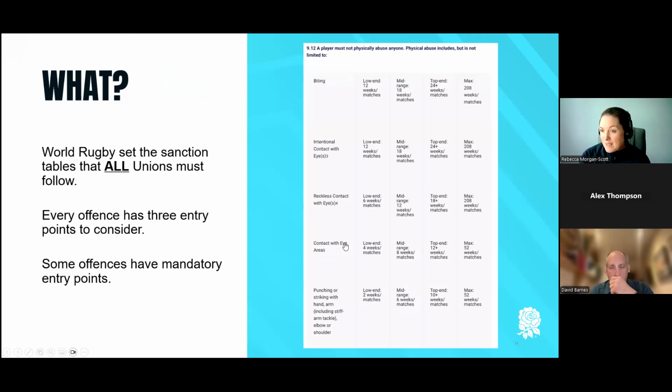Thankfully, we don't see many of these too often, the biting and the contact with the eyes, but each offence will have a corresponding entry point for low end, mid-range, and then top end. The final column on the right-hand side is the maximum. That is not actually the maximum. You can go above that in certain cases, and again, we'll explain that in a bit more detail. But generally speaking, for most on-field cases, we're looking at the low end, mid-range, and top end entry points as a starting point before we then consider other factors. We'll go through that in more detail shortly.